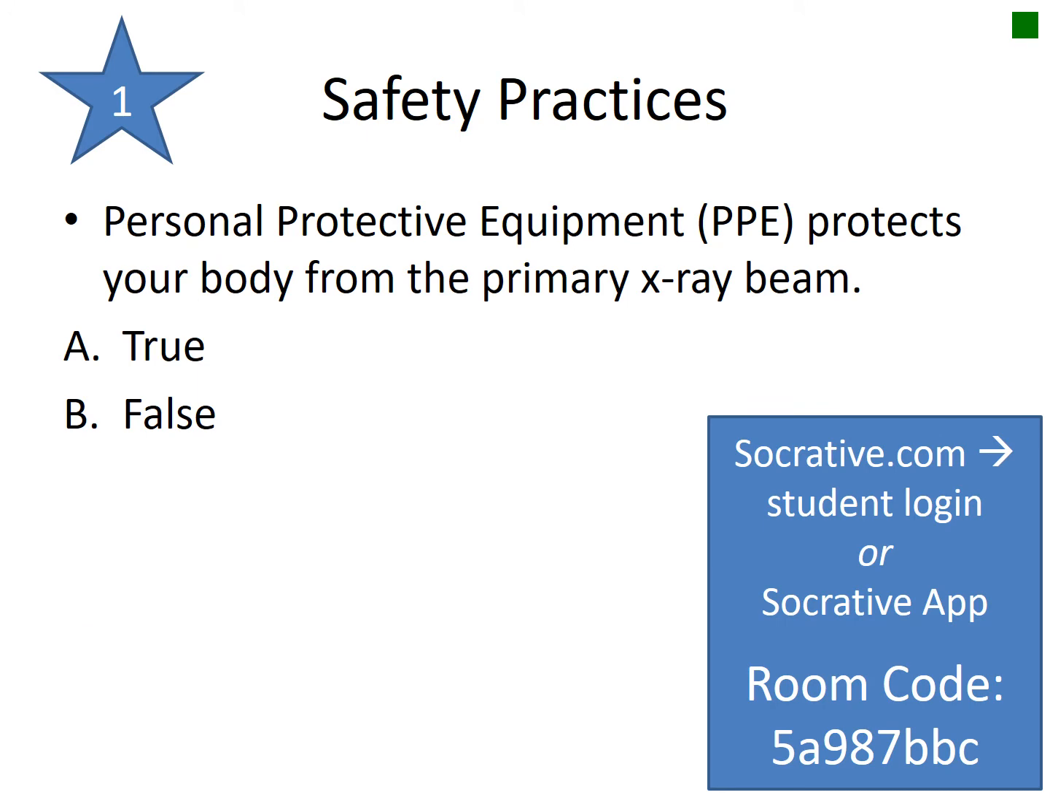So the app is not working at this point because this is a recorded lecture. So I wanted to quiz you on this. Does personal protective equipment protect your body from the primary X-ray beam? True or false? The correct answer here would be false. The personal protective equipment doesn't protect you entirely from the primary beam. It protects you entirely from secondary radiation or scatter radiation.